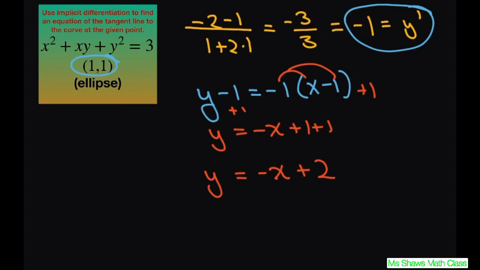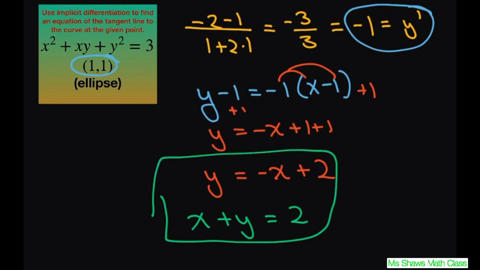If you want this in standard form, you just move the x over to the left-hand side. So that's going to be x plus y equals 2. And either one of those is fine.